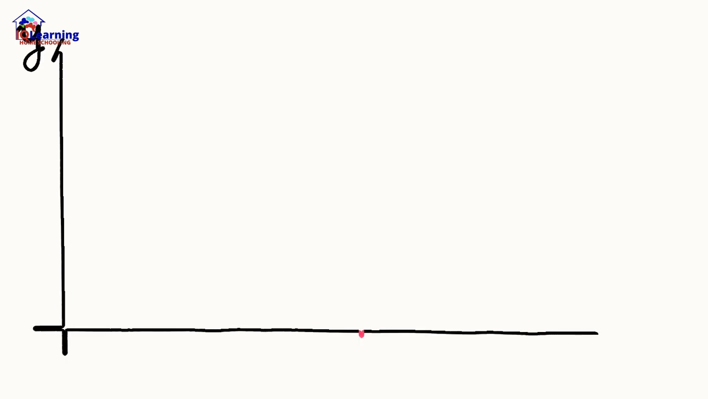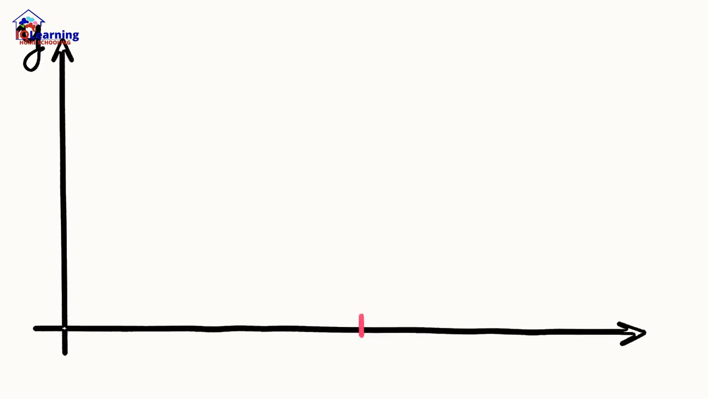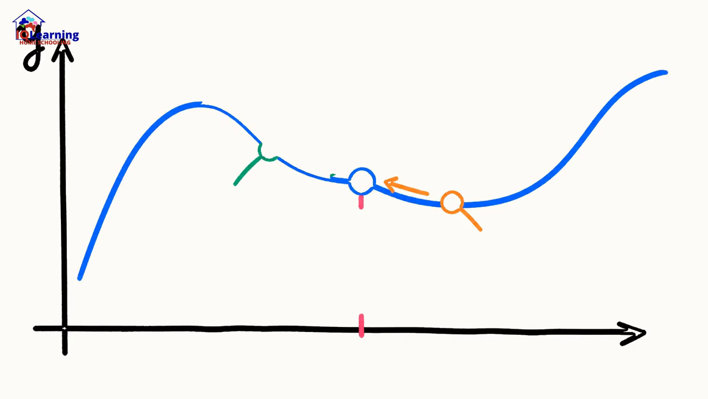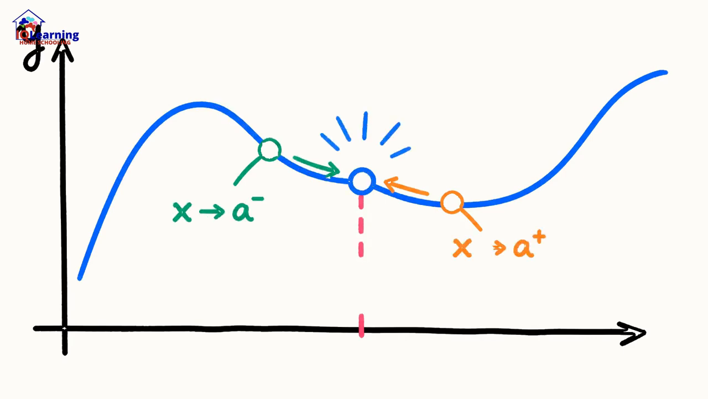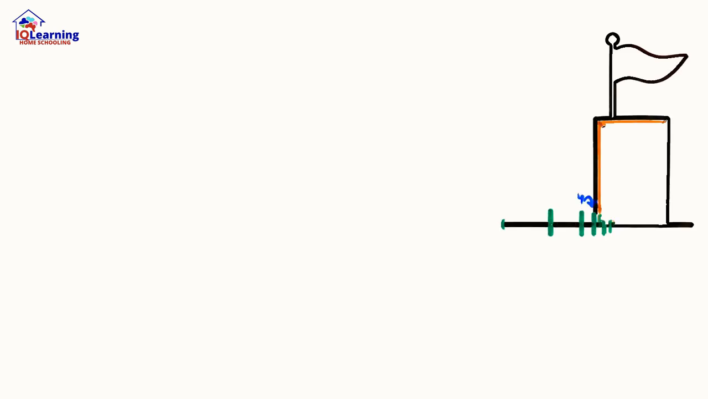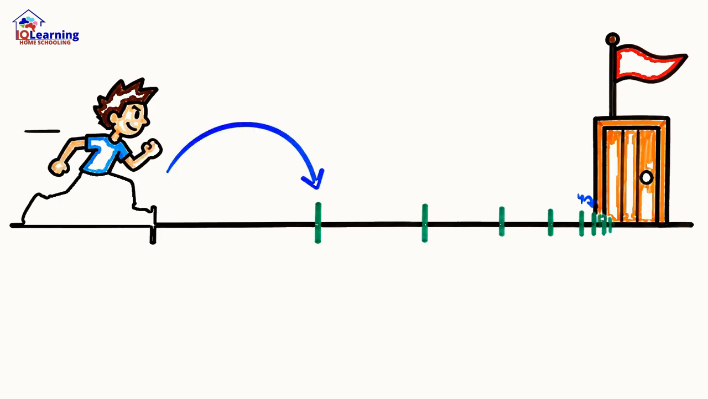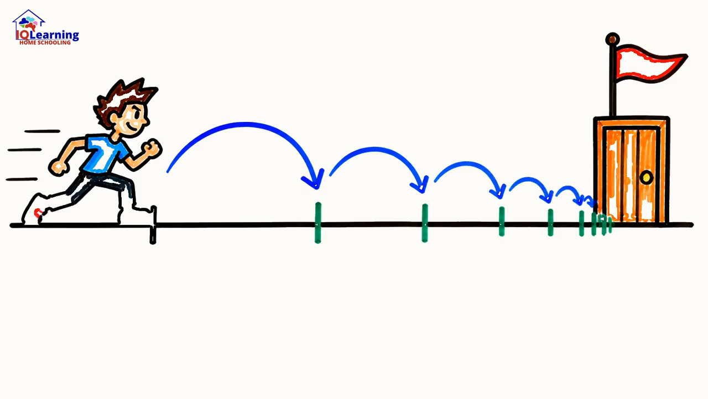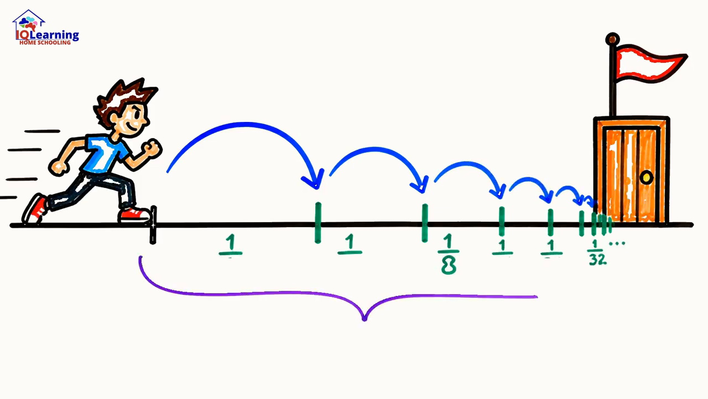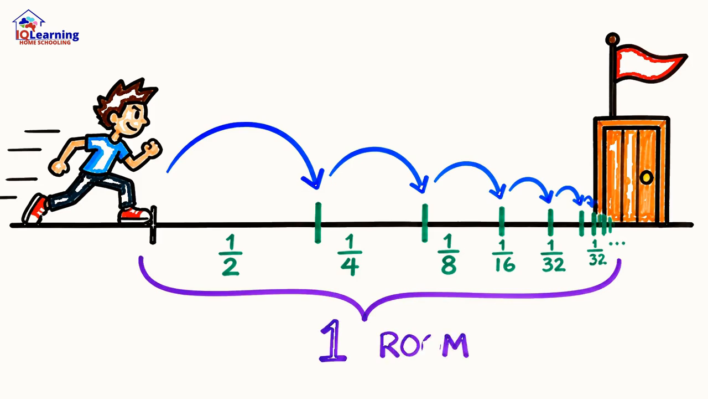A limit asks a beautifully simple question. What is a function doing as we get infinitely close to a point without ever actually touching it? This subtle idea solves ancient puzzles, like Zeno's paradox, the one that says you can never cross a room because you have to cross an infinite number of halfway points. Limits explain how an infinite sum of tiny steps can result in a finite distance.